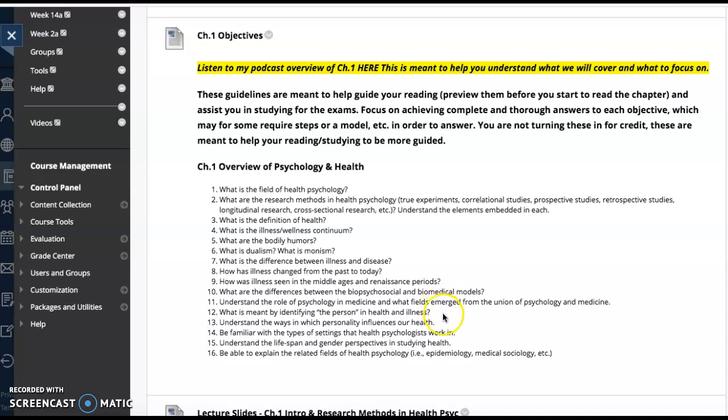Then we'll look at how the role of psychology in medicine emerged and really how it is a union between psychology and medicine that birthed health psychology.